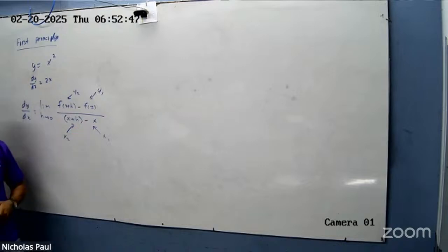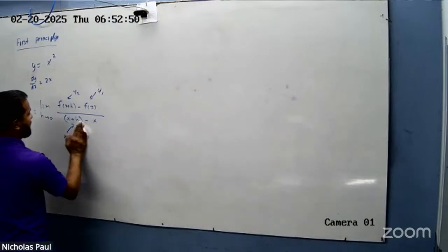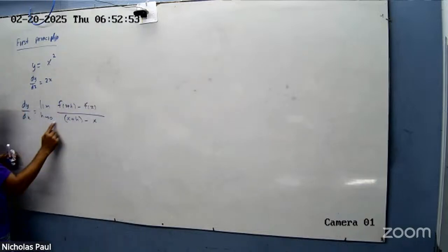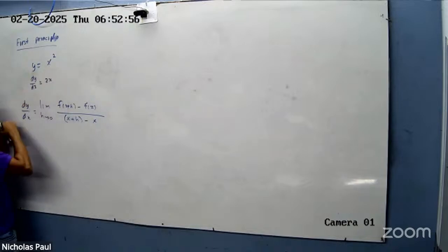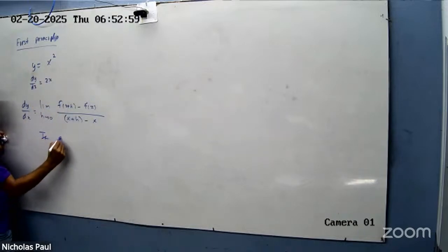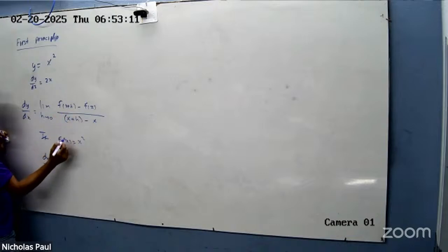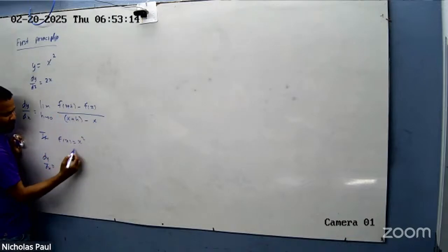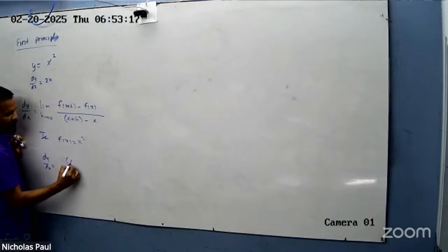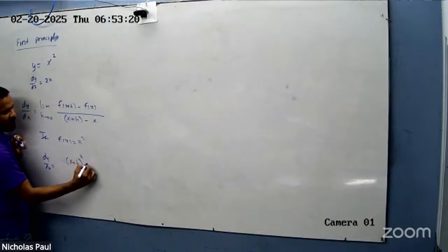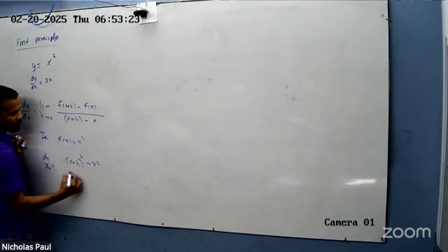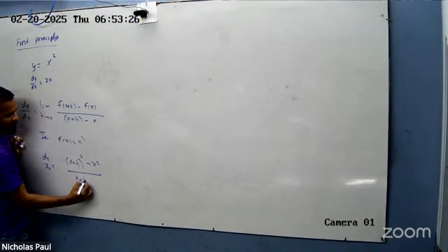So how do we do first principles now? Real simple. All we have to do is apply limits to this function here, and f of x is what we have on top. If f of x is equal to x squared, I will end up with dy dx being equal to, what do you think is f of x plus h if f of x is x squared? It'll be x plus h all squared minus f of x, which is x squared, all over x plus h minus x. You'll recognize that this always simplifies to h.